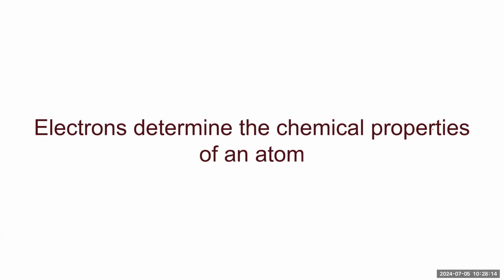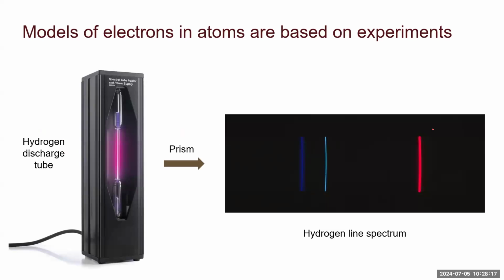Electrons will determine the chemical properties of an atom. So models of electrons and atoms are based on experiments. This right here is a really interesting experiment. This black box over here is a spectral tube holder with a power supply. Essentially, this is a glass chamber, and somebody has sucked all of the air out of it, so it's under a vacuum, and then they pump in hydrogen gas. So H2 is in there because H2 is one of our diatomic gases.